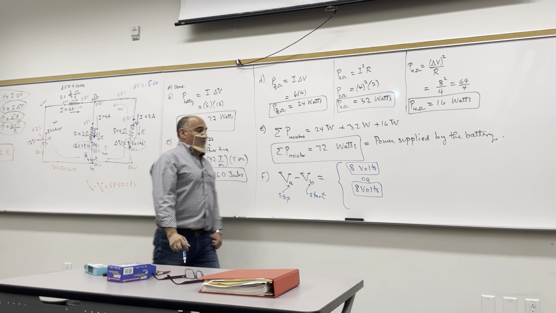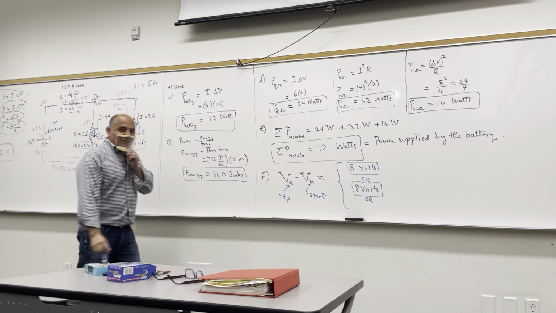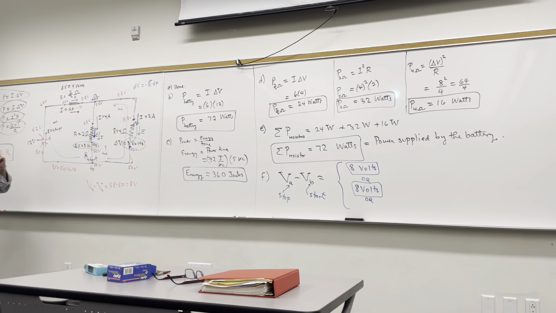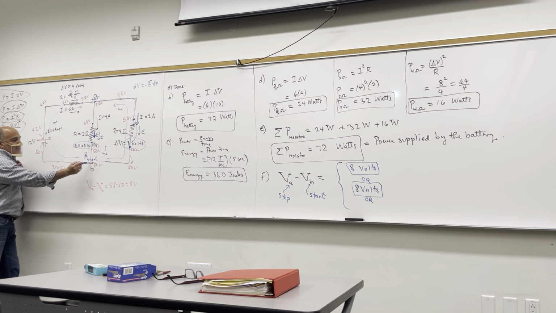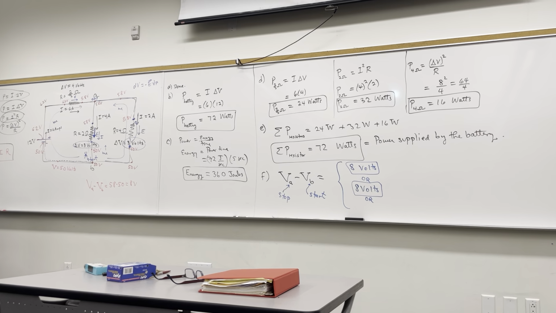Now, I could also take the other path. What if I take the other path from point B to point A? So I start over here and I go this way, so nothing happens. What will be the potential difference as I go from this negative terminal to this positive terminal? By how much does the potential change? By plus 12. I'm going from low to high, so it increases by 12.